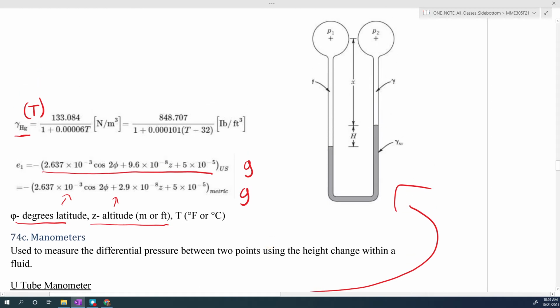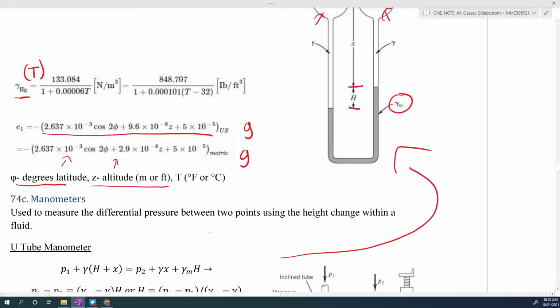The U-tube manometer measures two pressures, P1 and P2, and the difference in pressure causes there to be a height difference in the measuring fluid, gamma m. Using that ratio between the pressures in both tubes, we can relate the pressures to one another and determine the pressure difference across P1 and P2. So we're measuring a differential pressure here, not an absolute pressure relative to atmosphere.